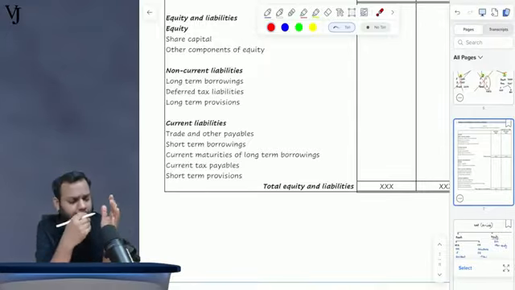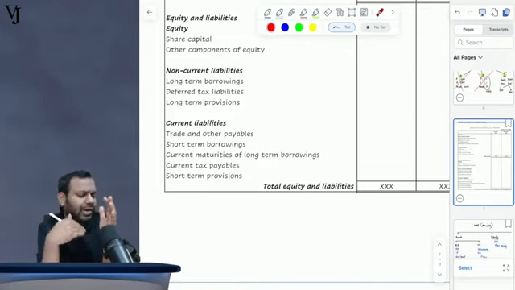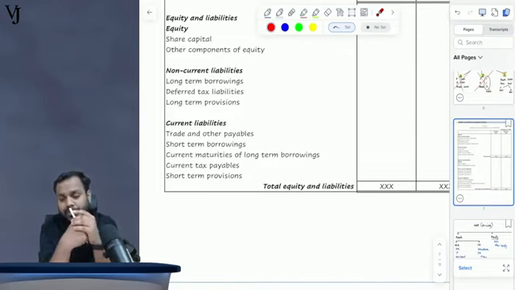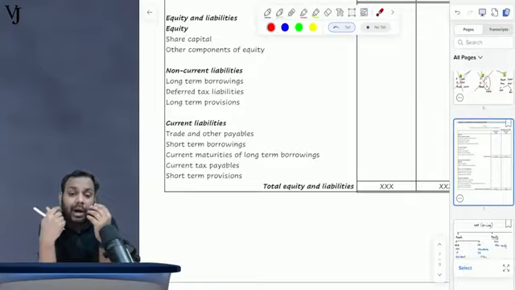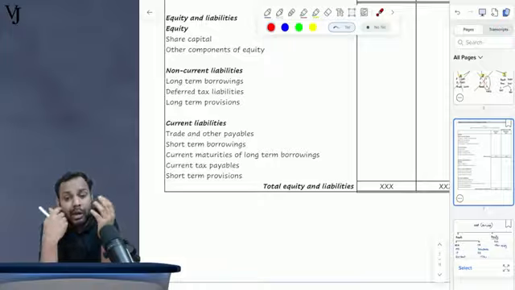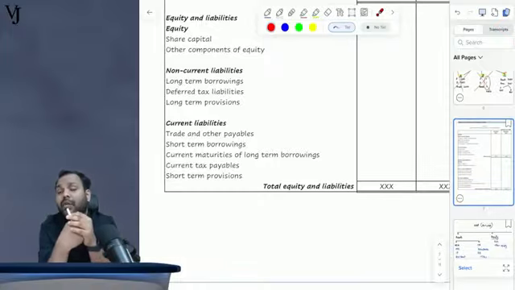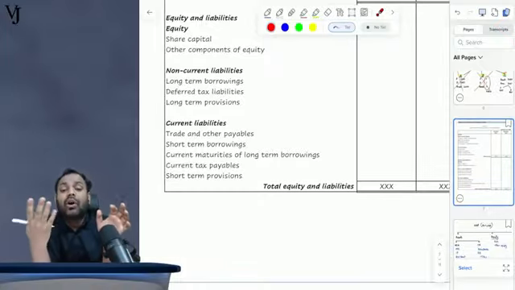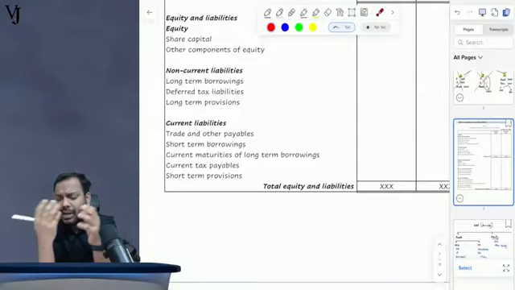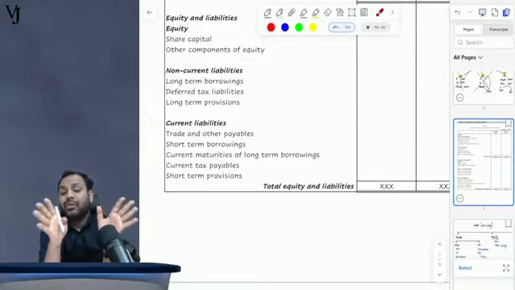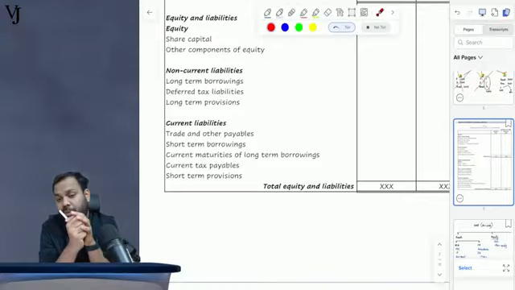Non-current liability will have long-term borrowings, long-term provisions, deferred tax liability. Current liability will have trade payables, bills payable, loans payable, short-term borrowings, and current maturities of long-term payables. Okay, so all these things will be there. Then other non-current liabilities and other current liabilities will be there. So this is the format of SOFP, statement of financial position.